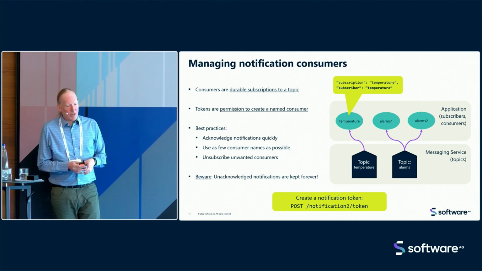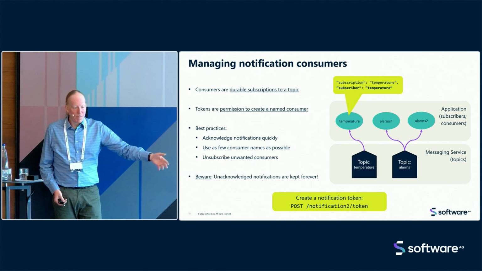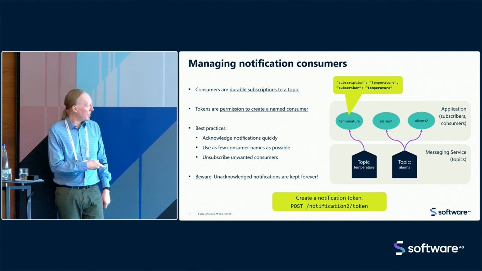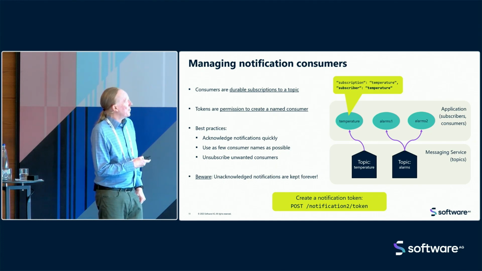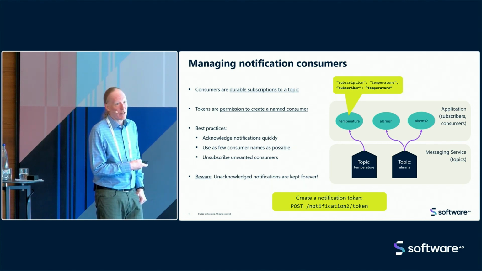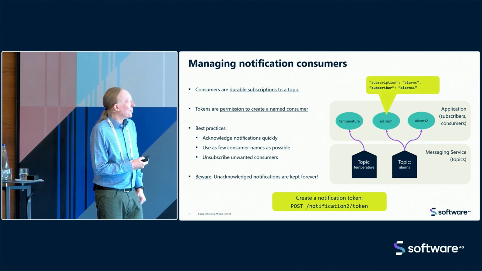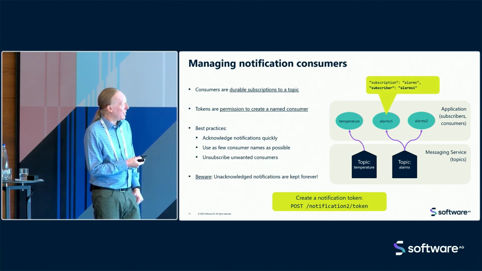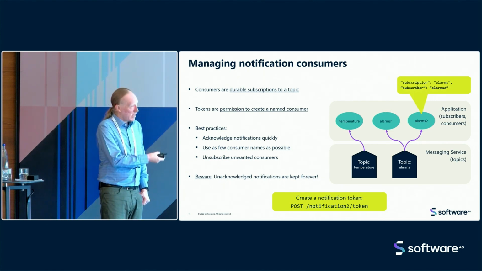And again, we have an example. So to create these tokens, which you're going to use to create the consumers, you do a post to a slightly different endpoint. And there are two important parameters you give to that request. First one is the subscription name, the confusingly named subscription, which again is actually the topic name. So this is how we make the connection to the topic. And then you give the subscriber itself a name. So this is our temperature subscriber, and I'm also creating two differently named alarm subscribers connected to the alarms topic.